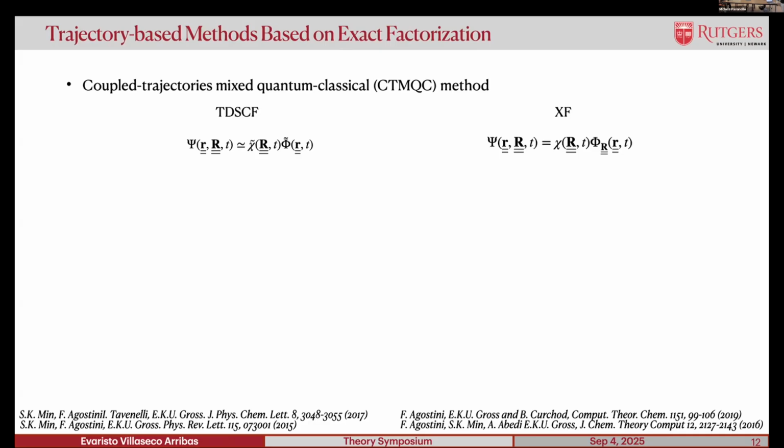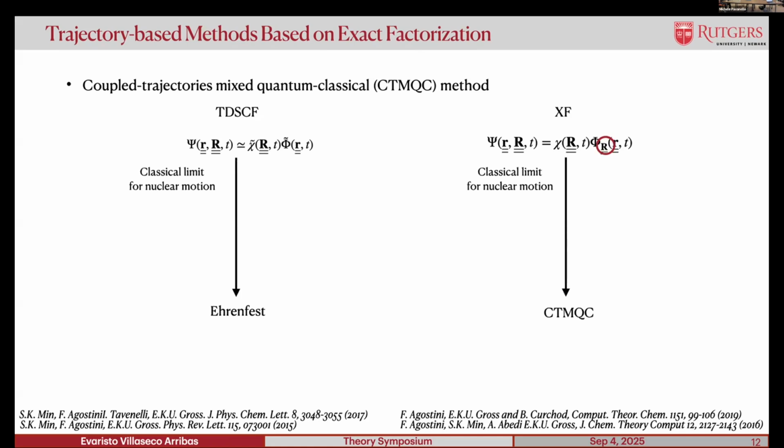I just want to compare side by side because I think that's quite instructive on how this CTMQC is derived from XF, just as RMFE is derived from TDSE. Remember, on the left side is an approximation, a correlated product, and on the right side is the fully correlated product, which is exact. This is exact because of this R right here. That single letter, that parametric dependence, makes it exact. In both cases, you take the classical limit for the nuclear motion.